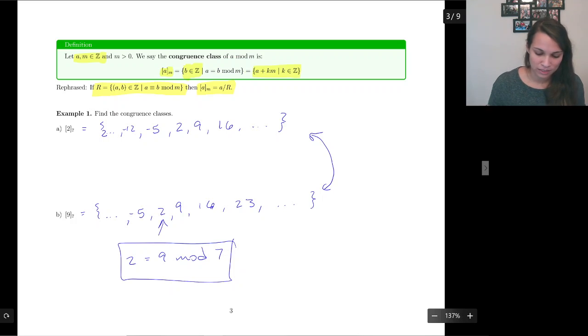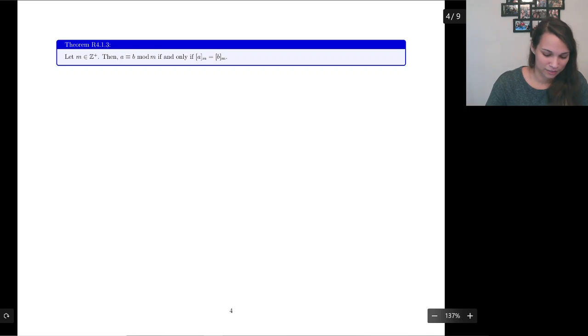So with this knowledge, let's move on to a theorem. That looks familiar. If they are congruent mod M, their congruence classes are completely the same. So let's go ahead and prove that. We're going to go forward first.